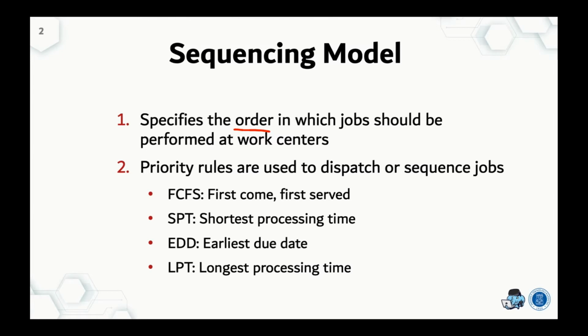There are several priority rules that we can use to dispatch or sequence the jobs. Each of them has its own advantage and disadvantage. The first priority rule is first come, first served: the job that comes first is directly dispatched to the work center. The second is shortest processing time: we look at the job with the shortest processing time, and that is the priority to be done first. Opposite from the shortest processing time is longest processing time. In LPT, we prioritize the job having the longest processing time to be processed first.